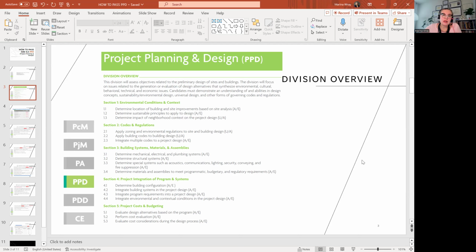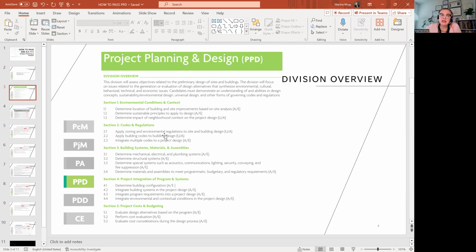So Section 1 is environmental conditions and context. Section 2, codes and regulations. Section 3, building systems, materials, and assemblies. Section 4, project integration of programs and systems. And Section 5, project costs and budgeting.